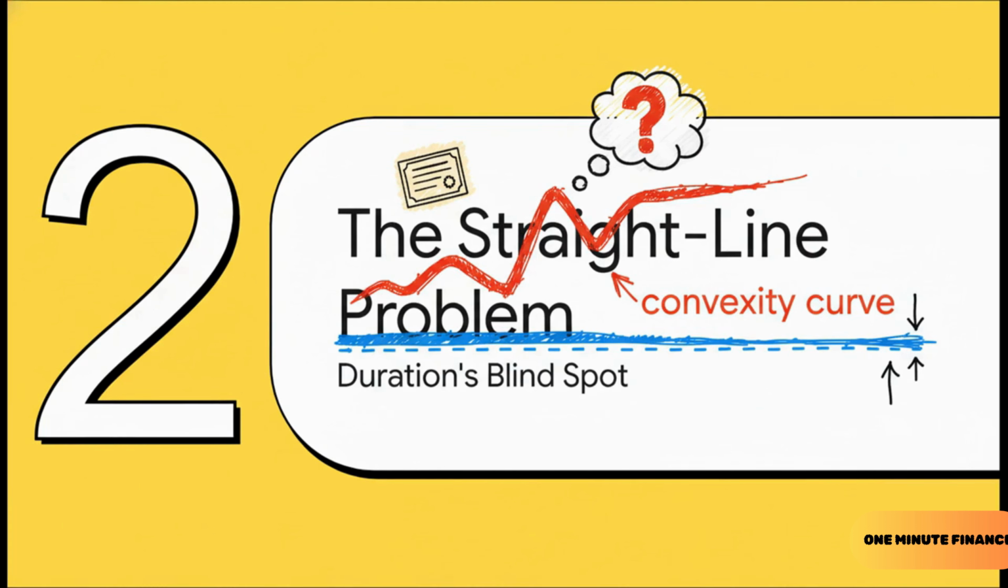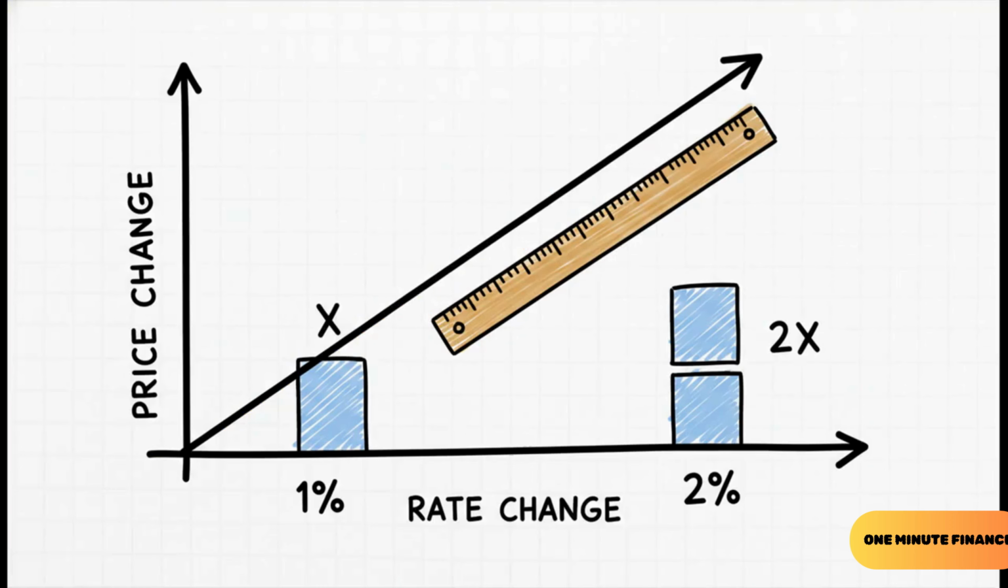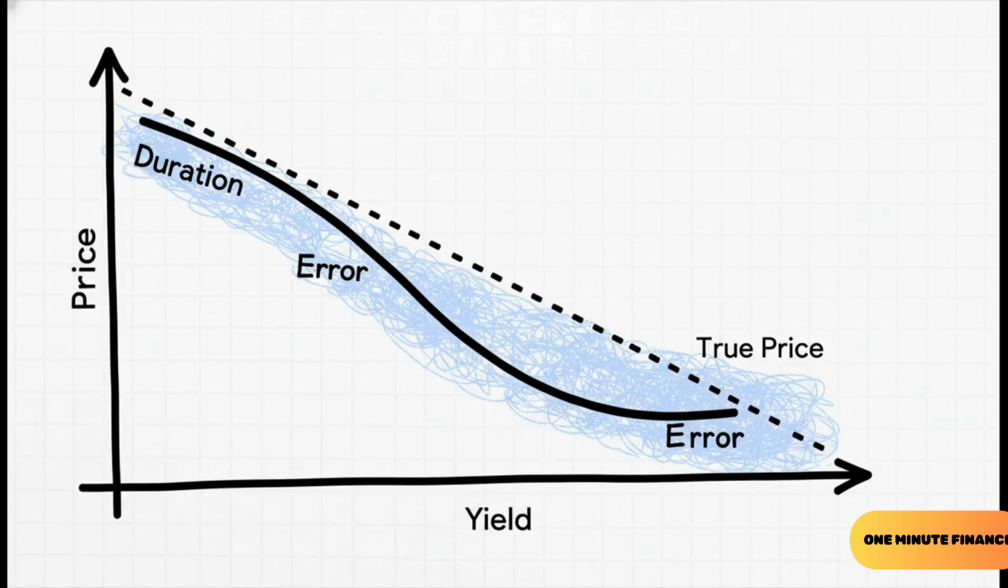So, duration is a fantastic tool, it really is. But it has one major limitation, what I like to call the straight line problem. See, whenever we use duration to estimate how a bond's price is going to change, we're assuming that the relationship is perfectly linear. A 1% rate change causes X% of price change, so a 2% change must cause double that, 2X. It's a straight line forecast. But here's the catch. The true relationship between a bond's price and its yield isn't a straight line. Not at all. It's a curve.